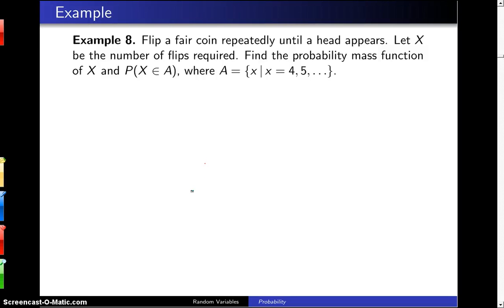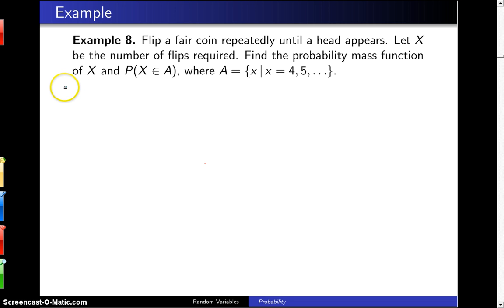Flip a fair coin repeatedly until a head appears. Let the random variable x be the number of flips required. Find the probability mass function of x, and the probability x is an element of the set A, where A is the set of all x such that x equals 4, 5, 6, 7, etc.